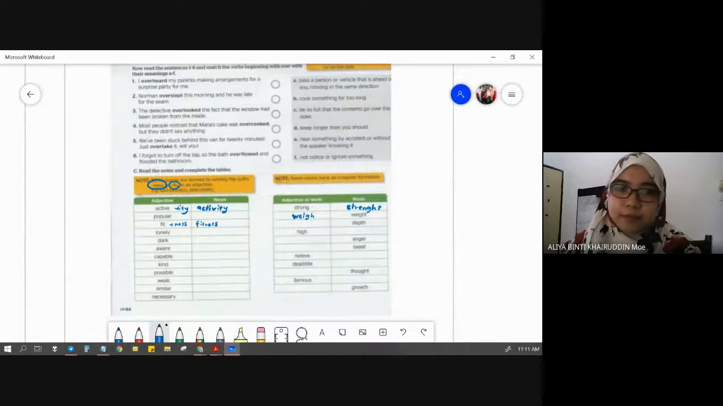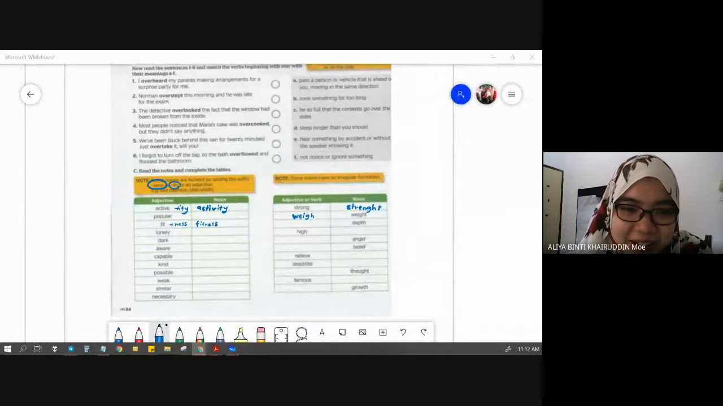Do you want to do it in a breakout room or individually? How do you want to do it? Breakout room or individually? Up to teacher. Okay, I will let you do it in the breakout room. As usual, it is random, okay? So you can go to your breakout room and discuss with your friends. If you don't want to discuss, you can also do it individually.